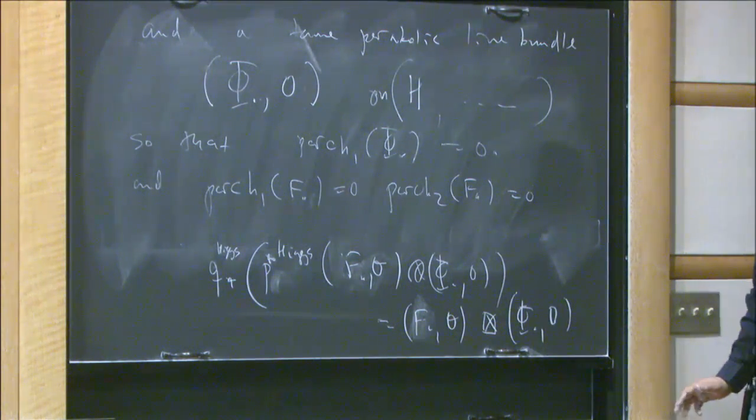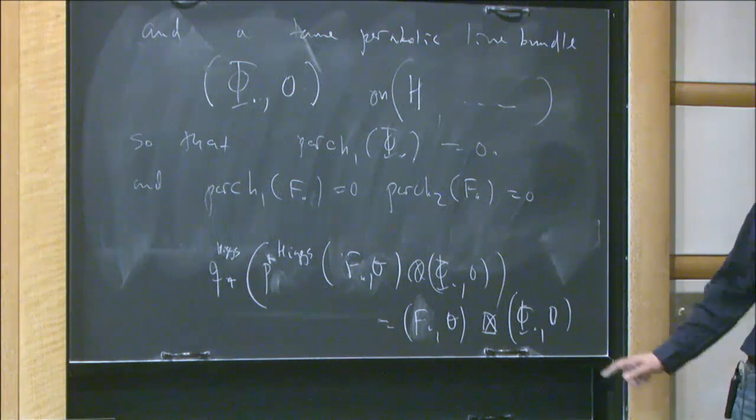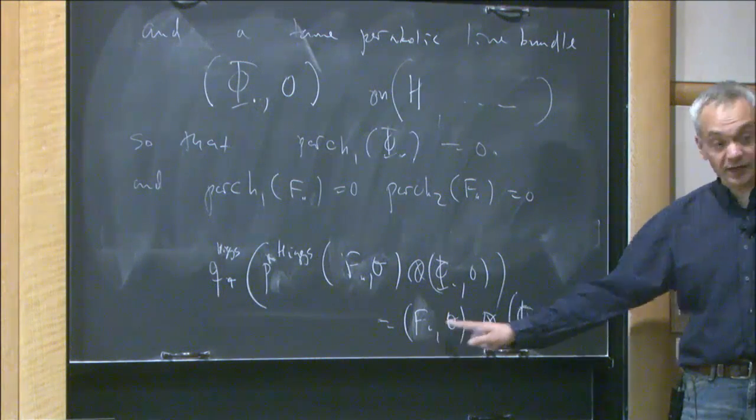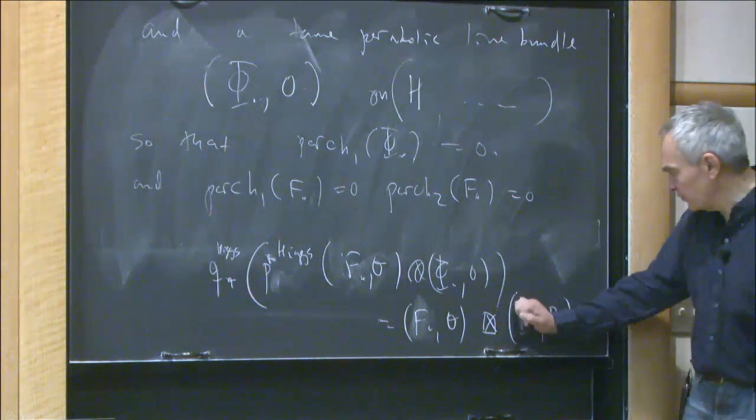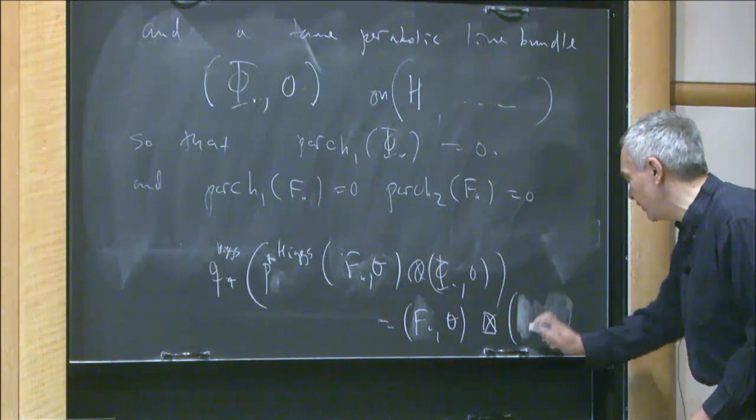Wait, sorry. So this takes values in what? This takes values in Higgs bundles, parabolic Higgs bundles on X cross C. This is a Higgs bundle on X. This is a Higgs bundle on C. So this is not phi. This is E theta, E phi. Okay.